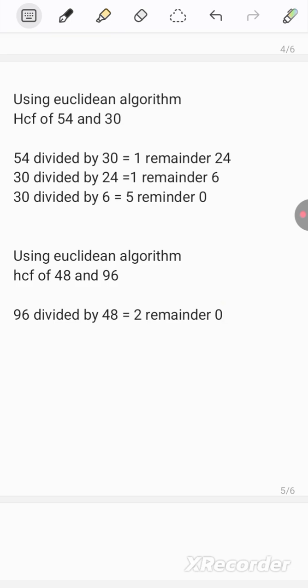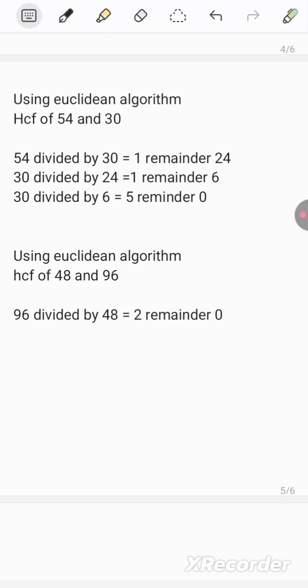Or you can say the HCF is the number by which you divide the big number to get a remainder of 0. That is 30 divided by 6, you get 5 remainder 0. Therefore, that 6 is now the HCF. And now 96 divided by 48 gives you 2 remainder 0. Therefore, 48 is the HCF. It works just well. Now we are to look at the third example and the last example in HCF.